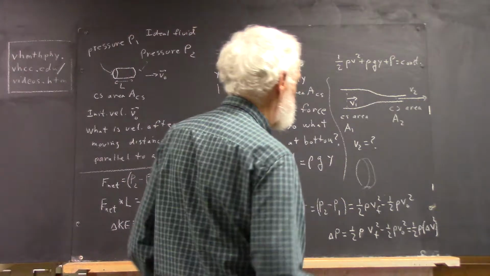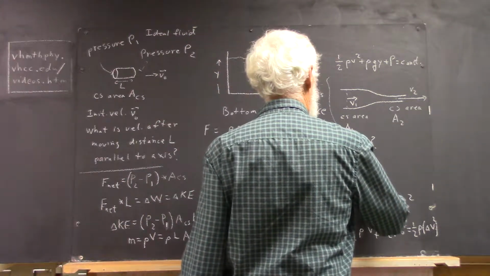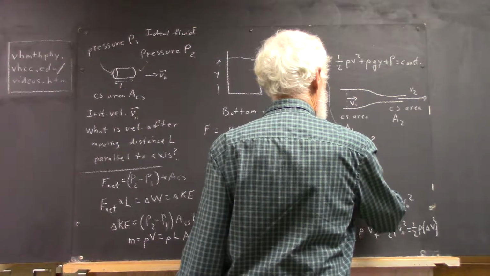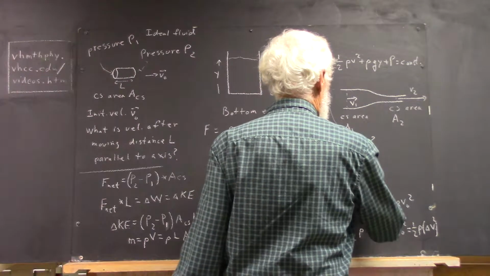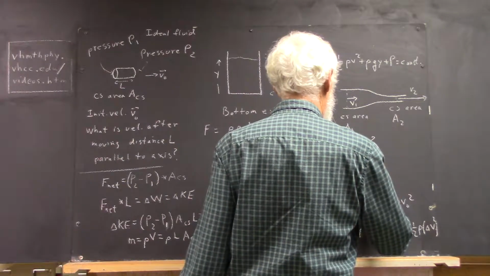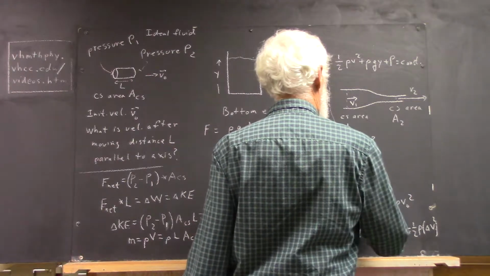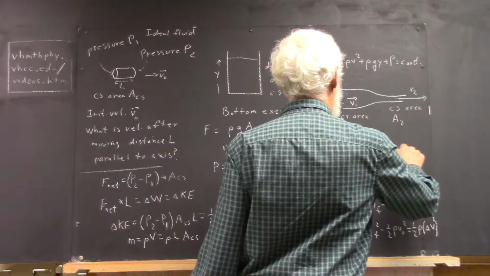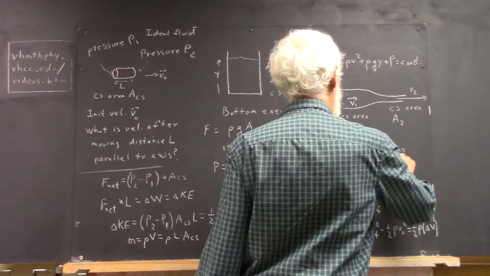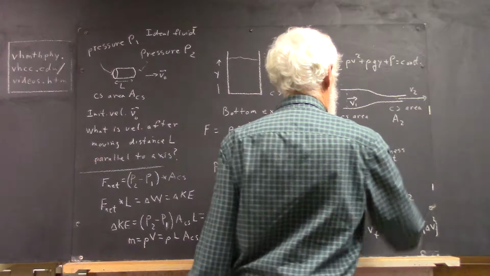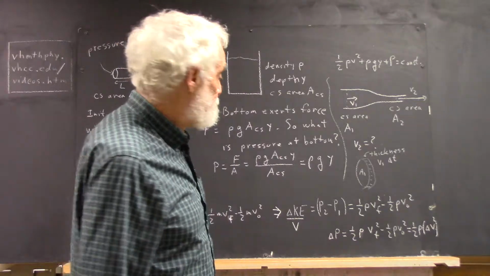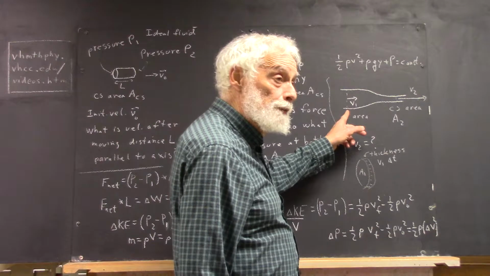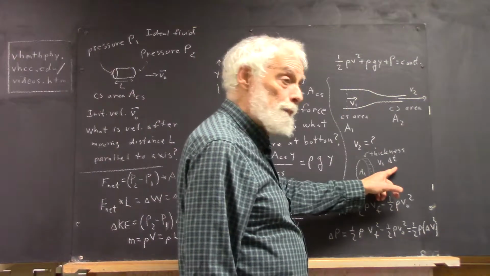Here we have area A1 and a distance. Didn't leave myself a good place to label it, so I'm going to just say thickness V1 delta T. And this is how much fluid flows past this point in some time interval delta T.